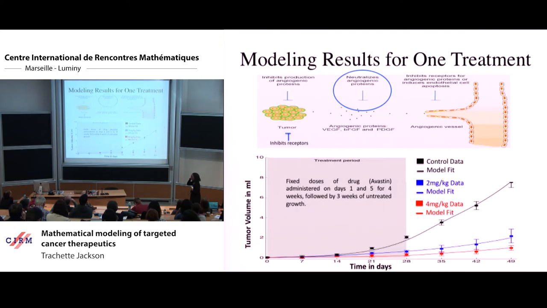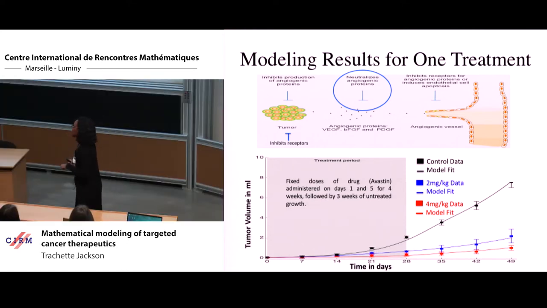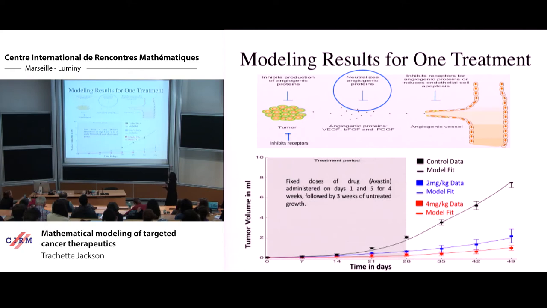All right, so what kinds of things does this type of model predict? Well, let's just start with one drug and see what the model can say about that. So I've circled in the middle the drug we're talking about. It's a ligand trap. It just sequesters that growth factor right after it's been produced. So the treatment window here is 28 days, right? So we give the drug on days 1 and 5 for 28 days, and then we wait 3 weeks to see what happens with the tumor.